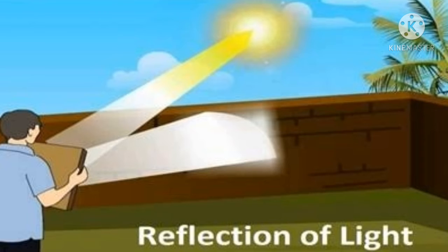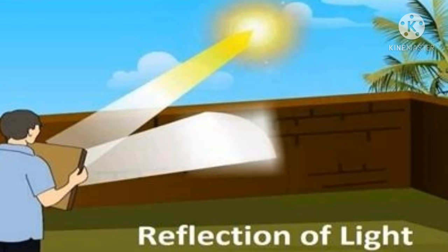Reflecting surfaces may be regular, that is smooth surface, or irregular, that is rough surface. When a parallel beam of light falls on a regular surface, it gets reflected in only one direction. This type of reflection is known as regular reflection. For example, reflection in a mirror, polished surfaces, and still water.